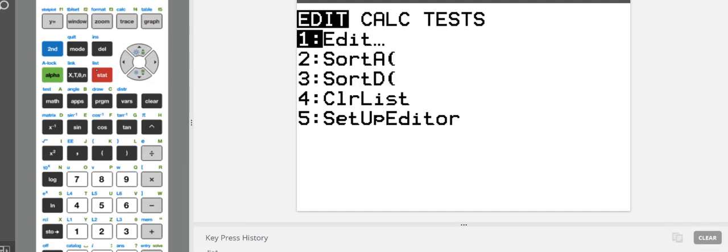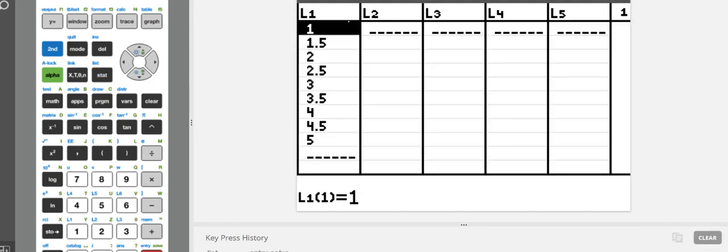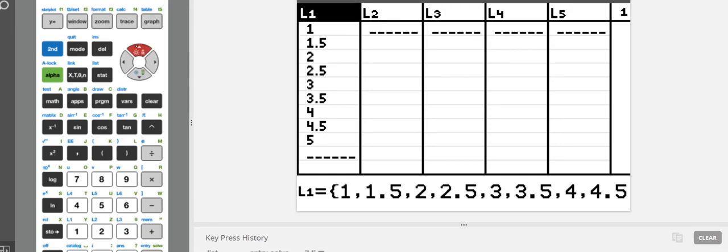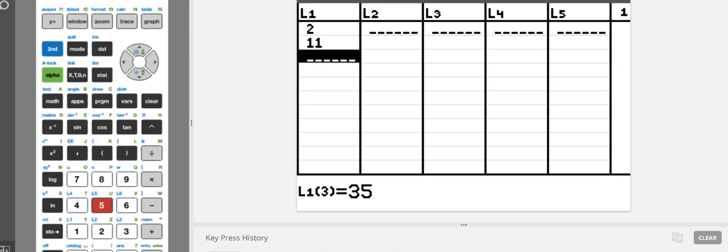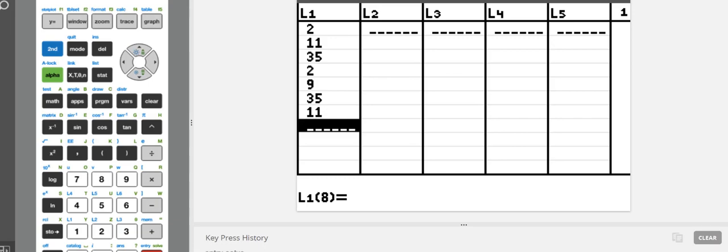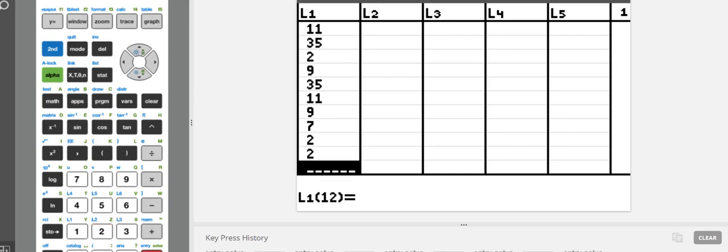I'm going to hit Stat and then Edit. If there's anything in my list, I'm going to arrow up and hit Clear and Enter. Now I can go put those data points in. 2, 11, 35, 2, 9, 35, 11, 9, 7, 2, 2, 2, 2, 9, 2. Okay, I put in all the data points in my list 1.